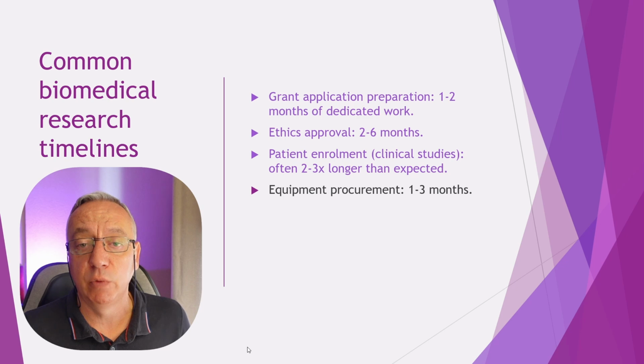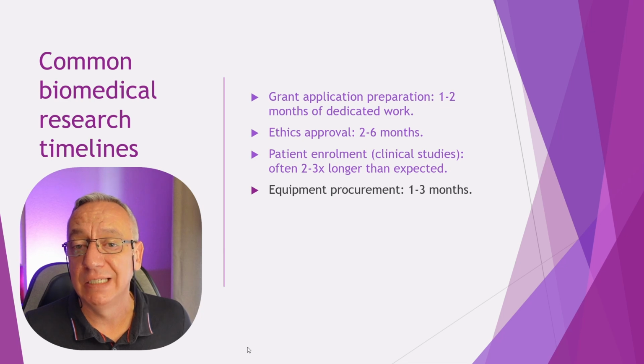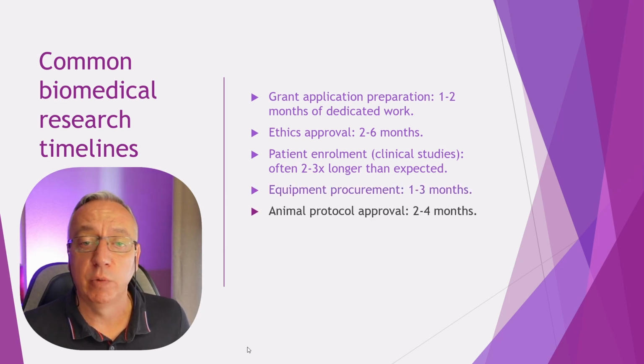Equipment procurement: between 1 and 3 months. Here too it depends where you are based. It depends if you have to go through customs, how long it takes to deliver what you want. Animal protocol approval: anything between 2 to 4 months. Again, this may have to go to some internal committees or ethics committees.